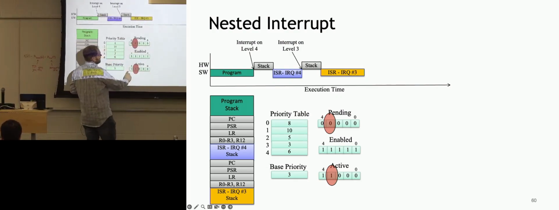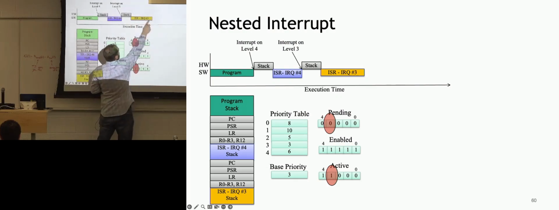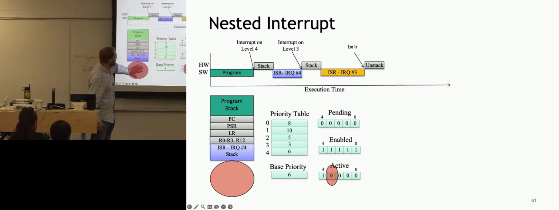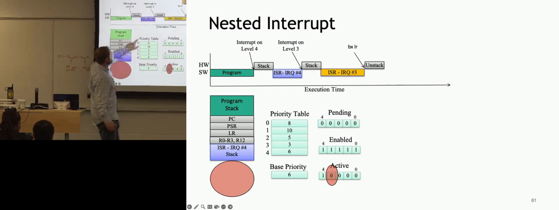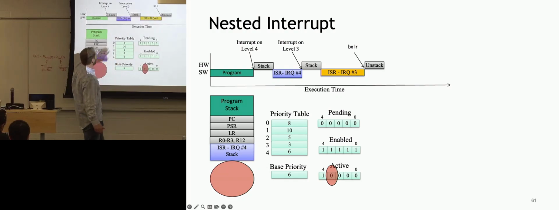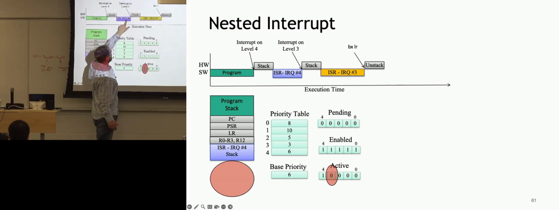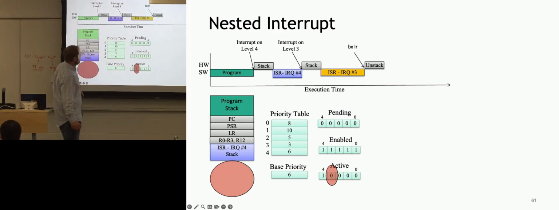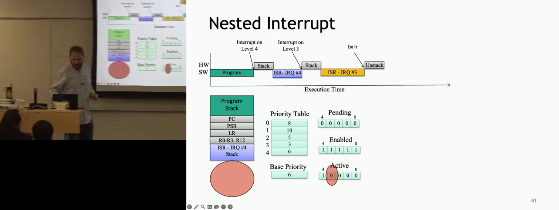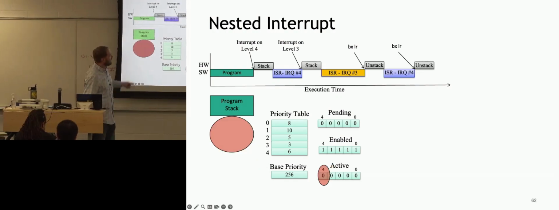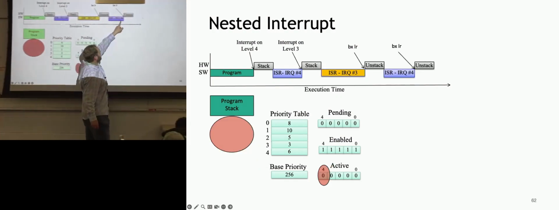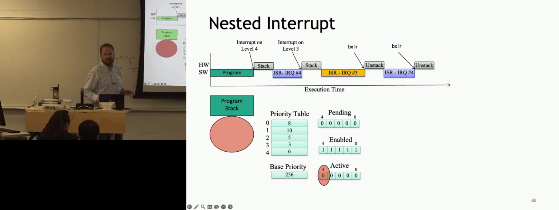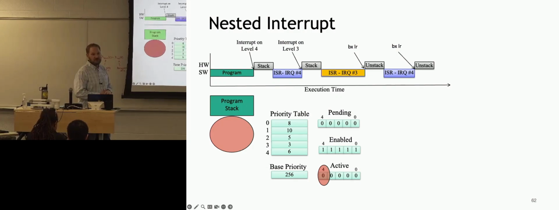Now we have 2 things active, okay? IRQ3 is active, we execute that, we get to the end, we branch back to that special location, it unstacks the data that was held here and puts that back in the core to execute this, and now that one goes to active. We finish executing this, and then we unstack and go all the way back to our main program. What do we think? Yeah.